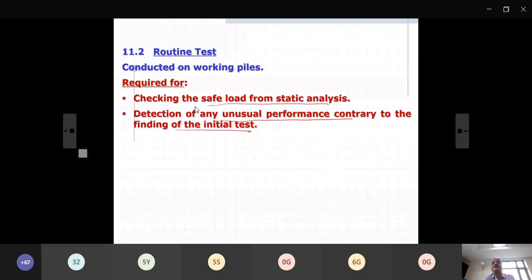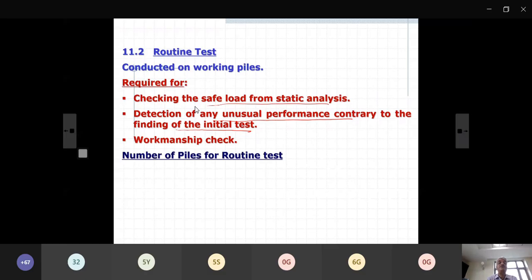Let us say in the initial test, you have found out some capacity of the pile. And during the routine test, if you suddenly find that there is a lot of change in that capacity, it tells you something different has happened. Either the bore has collapsed, or your mix is not proper, or reinforcement has not gone properly. Something has changed from what you initially designed and tested in the initial test pile. So you have to relook at your process. Workmanship check also, that workmanship is correct. Concrete pouring, concrete everything is as per the initially thought program.